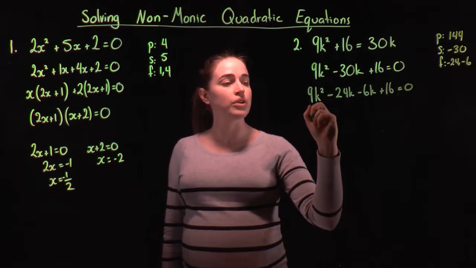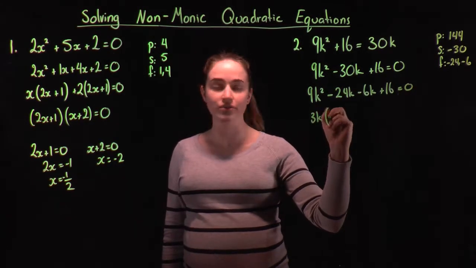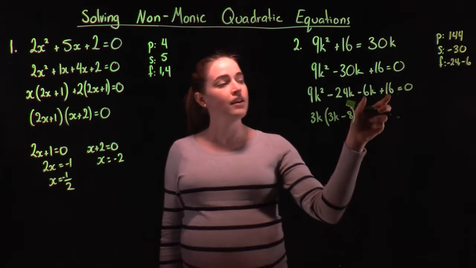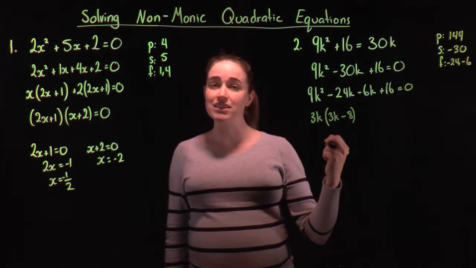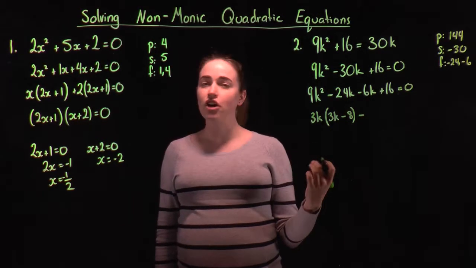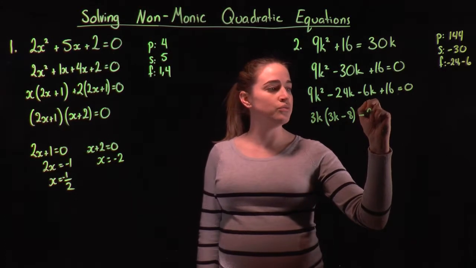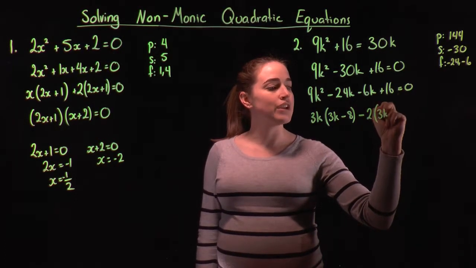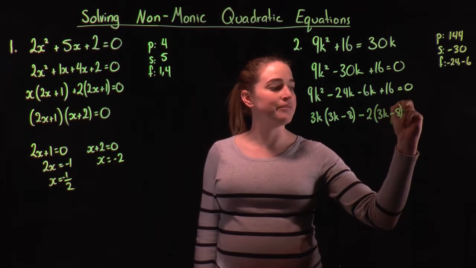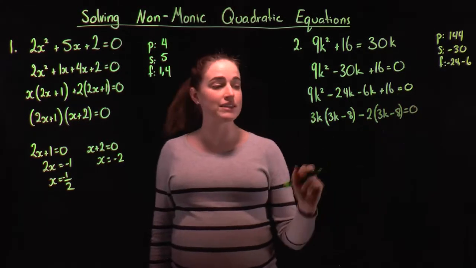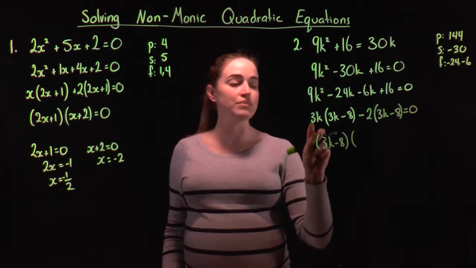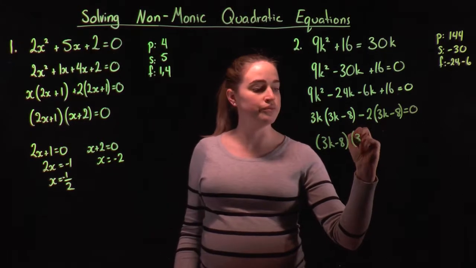So in this first one, I'm going to pull out a 3k as my common factor, and I'd be left with a 3k minus 8. In this second chunk, I'm going to pull out a negative as my common factor, and 6 and 16, the highest common factor they have is just 2. So that'll leave me with a 3k, and because I pulled out a negative, I'm going to have a minus 8 in there. Now again, those two brackets are the same, so we can pull those out as our common factor. And I'd be left with my 3k minus 2.